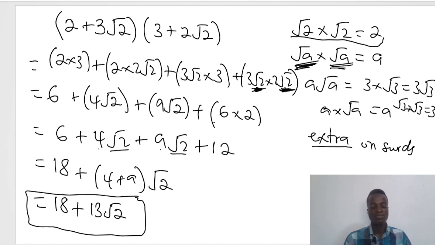We are doing addition, so we cannot add them together because what? For addition, we have a condition. So go back and watch that one.